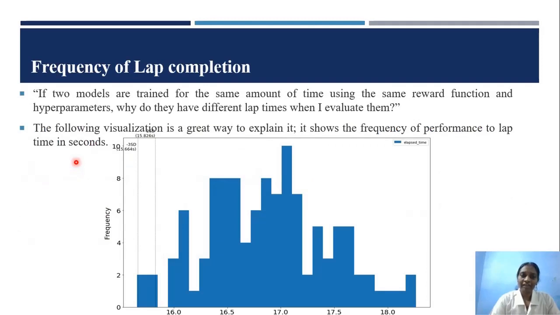If two models are trained for the same amount of time using the same reward function and hyperparameters, why do they have different lap times when I evaluate them? This is a common question that will be in all our minds while we practice in this environment. The exact answer is given by visualization of the performance of lap completion in a particular time period. This will help us to evaluate why the model behaves in this way.